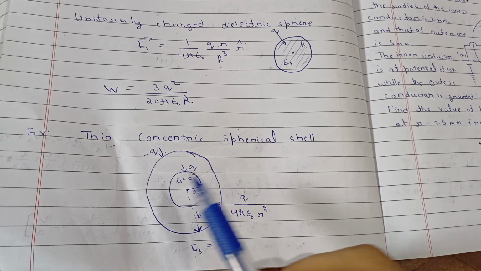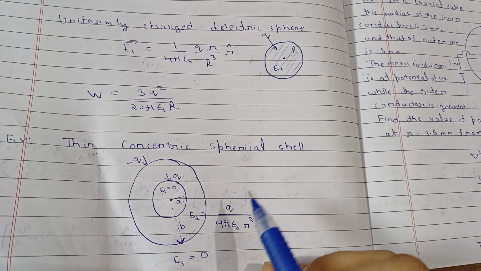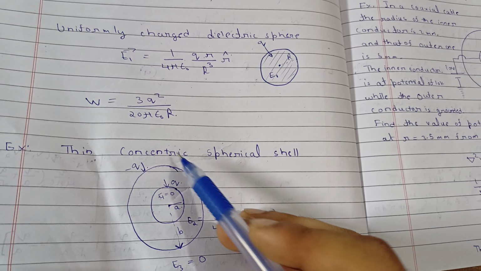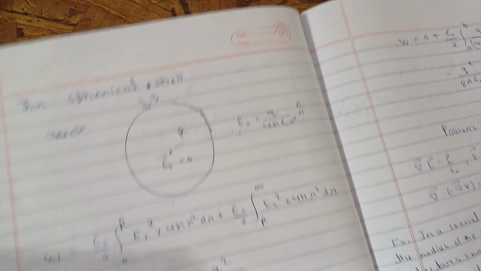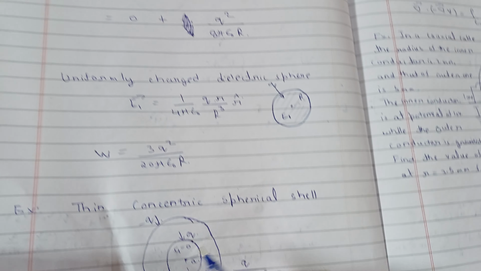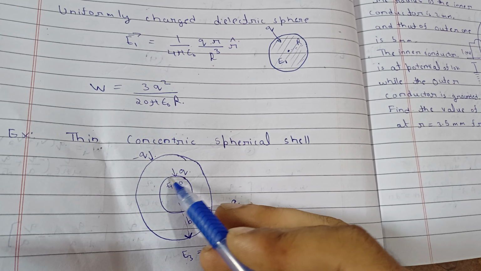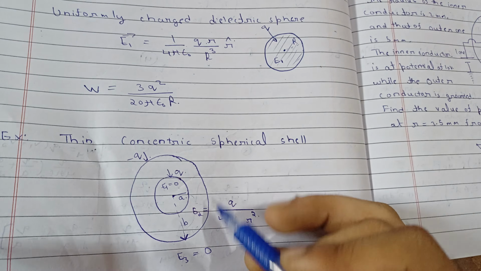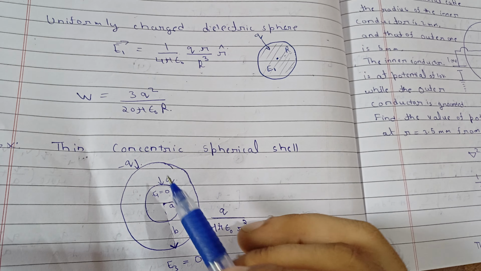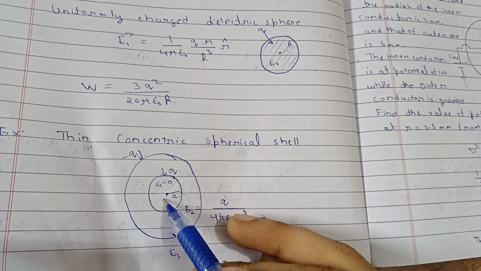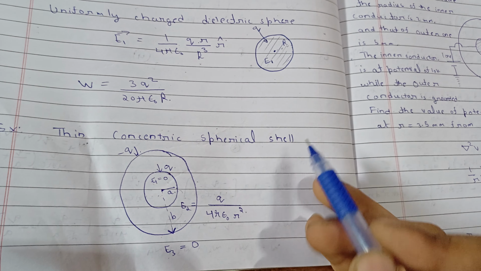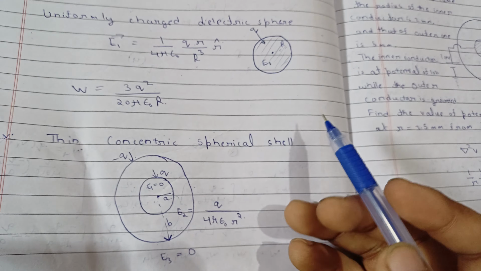Now let's take one more example. This time it is concentric spherical shells. Now you have two spherical shells, with nothing inside and nothing outside. There are two concentric shells like this, and you have charge q on this shell and charge minus q on this outer shell, and you need to find the total electrostatic energy for this kind of system. So we need to integrate over the whole space, so 0 to a, a to b, and b to infinity.